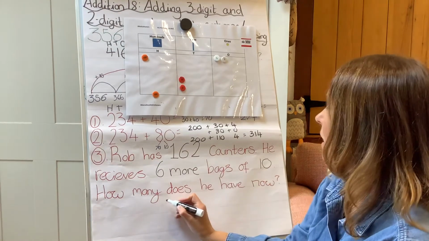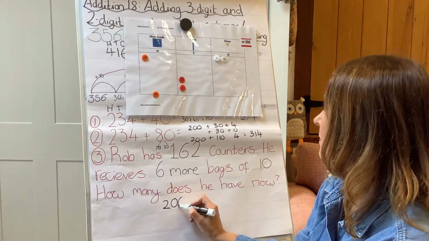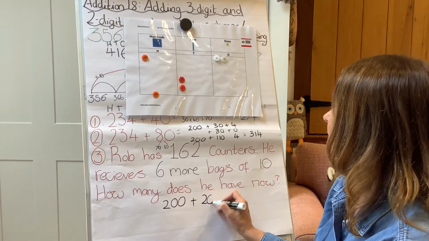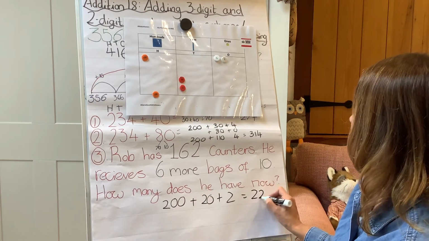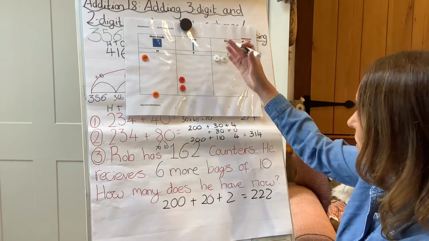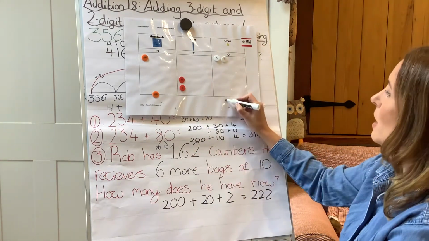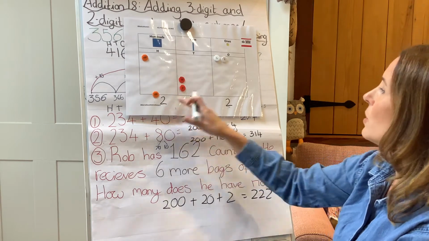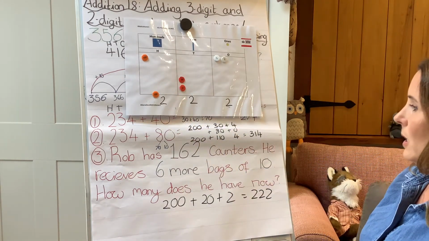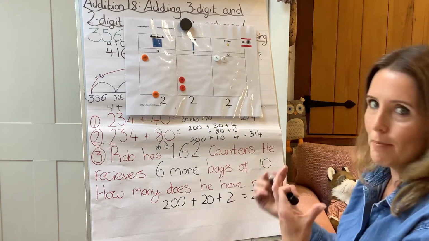So I've got 220 and 2 now, so it makes 222. If I was doing this as a column multiplication, I'd be putting 2 there, 2 tens and 2 hundreds to make 222. Now I would probably do this mentally.